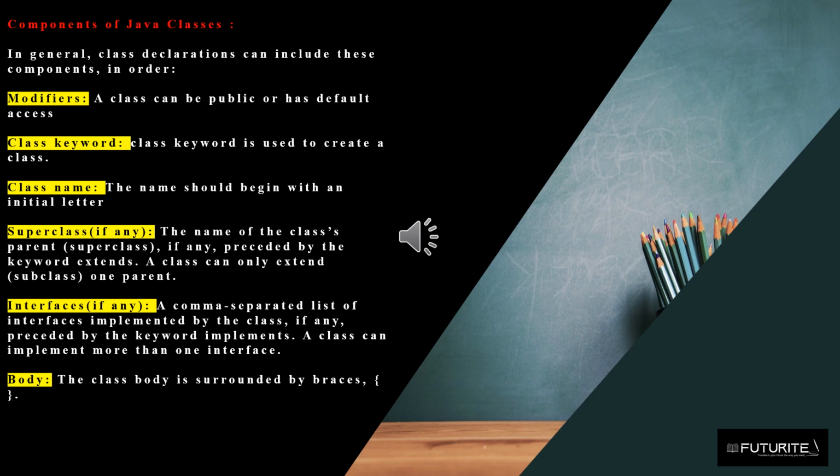A class can implement multiple interfaces, but in case of inheritance, a subclass can only extend one parent, which means a subclass can only inherit one parent. But in case of interfaces, a class can implement multiple interfaces. So what is an interface? That we will definitely discuss later.